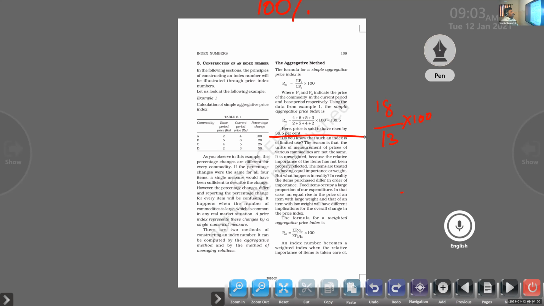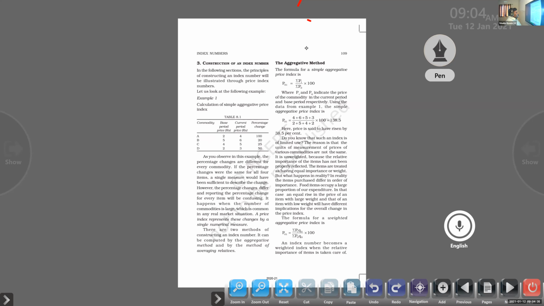Do you know that such an index is of limited use? This method always has limited use because it will not show the individual measurements. The reason is that the units of measurement of prices of various commodities are not the same. Clear? The change in the price of different commodities is not the same. So this method will not show the differences in prices for different commodities, because the relative importance of the items has not been properly reflected.